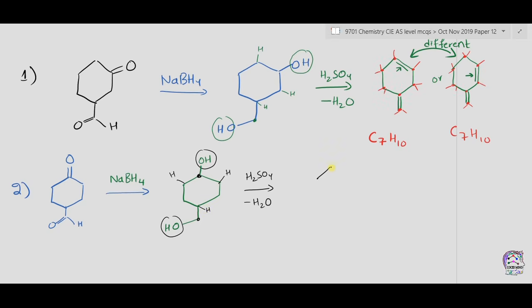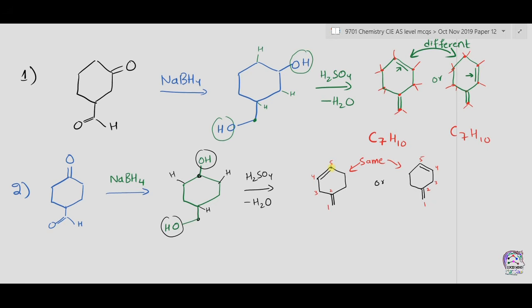The structure of the product will be either the carbon double bond will be between these carbons, or the double bond could be between these two carbon atoms. Let's find the position of the double bond by numbering carbons. We have 1, 2, 3, 4, 5. So the double bond is between the 4th and 5th carbon atom. In the second structure we have 1, 2, 3, 4, 5. Now the double bond is again between the 4th and 5th carbon atom. So therefore these are the same compounds.